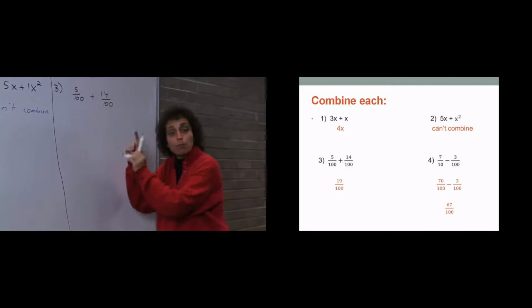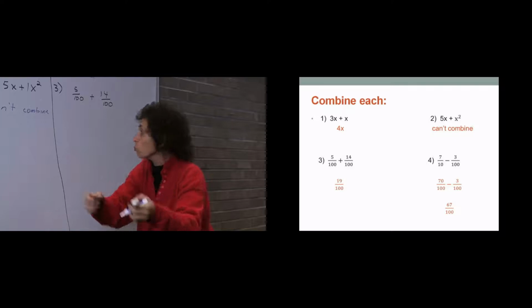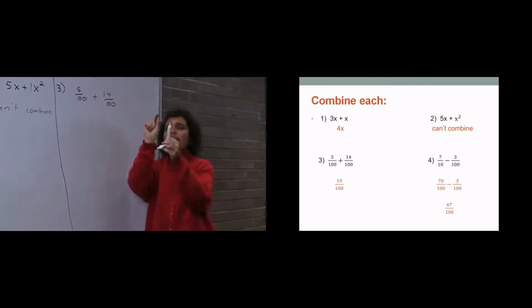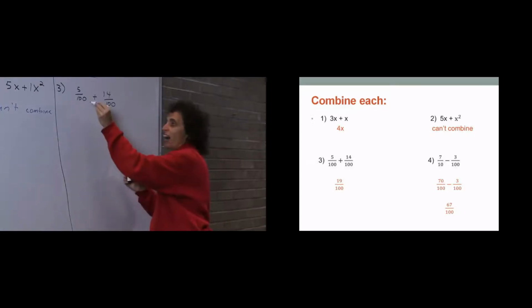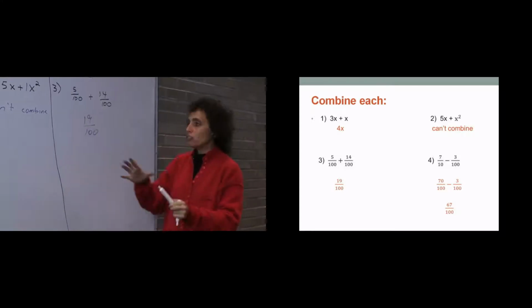We definitely can combine here because they have like denominators, which are really like terms. What are truly the like terms here? Those little fraction pieces. They're like hundredths, so they're really tiny, but they are alike. So if I have 5 of them and I have 14 of them, I have 19 of them. Okay? All right. Let's look at number 4.